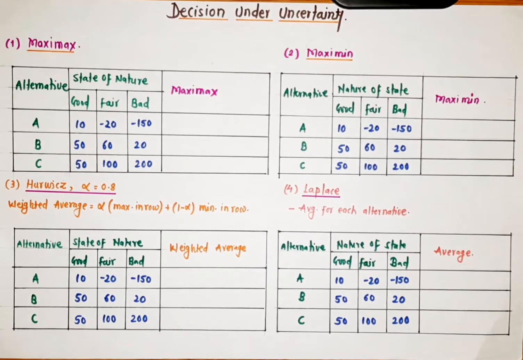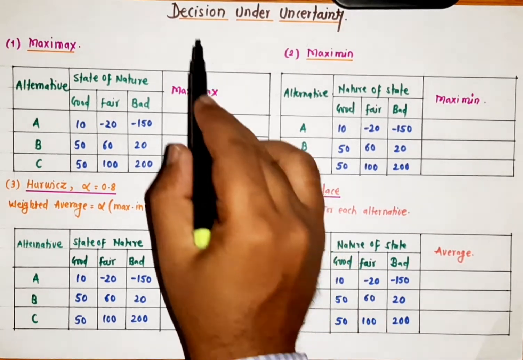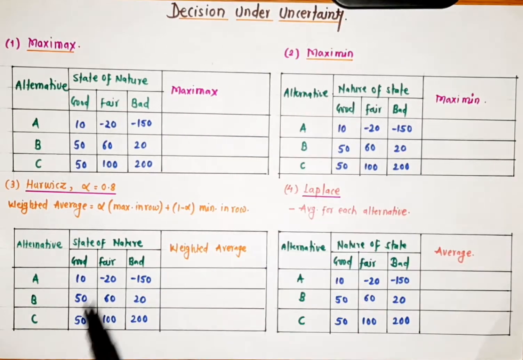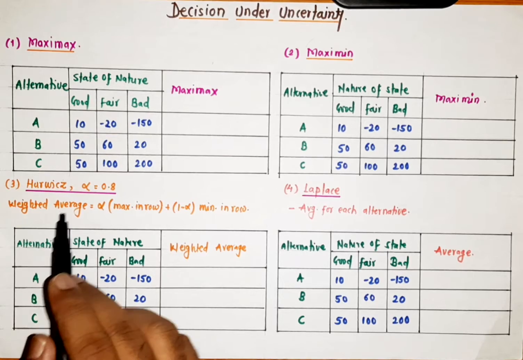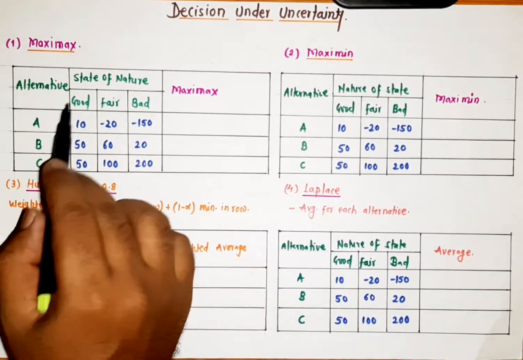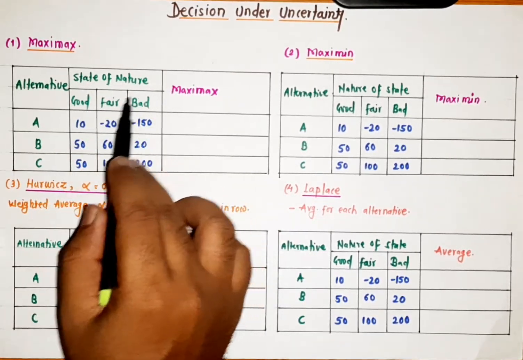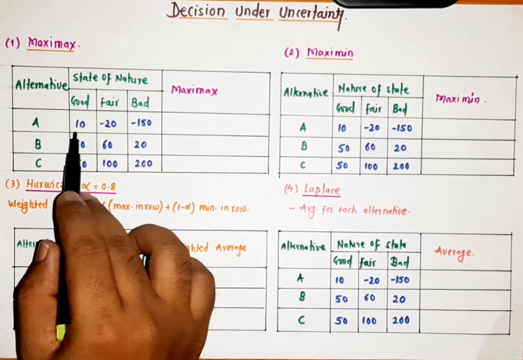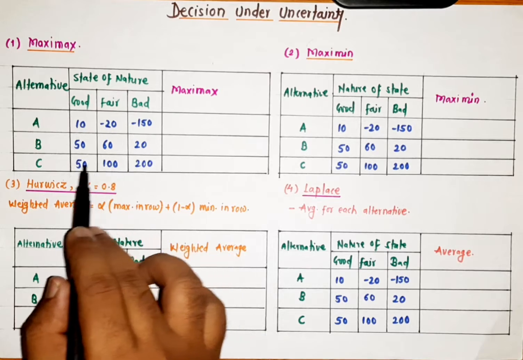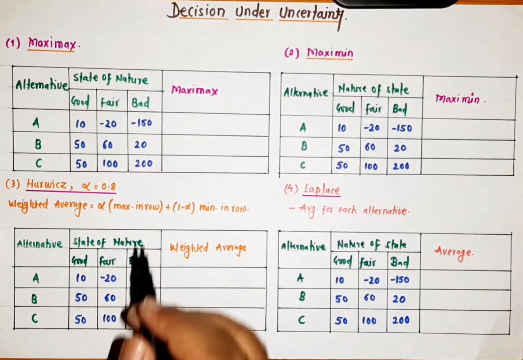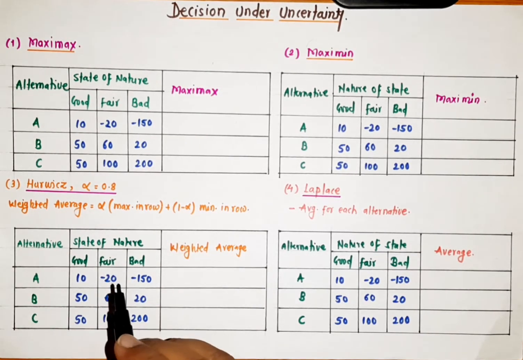In this video, we will discuss problems related to decision under uncertainty. Let us solve our first problem, which is of a Maximax. Here is a payoff table having alternatives A, B, C. State of nature is good, fair, bad, and the values are 10, minus 20, minus 150, 50, 60, 20, 50, 100 and 200. Now we want to calculate a Maximax.